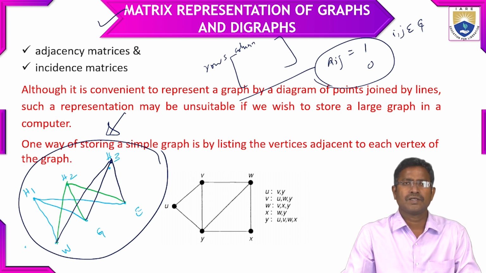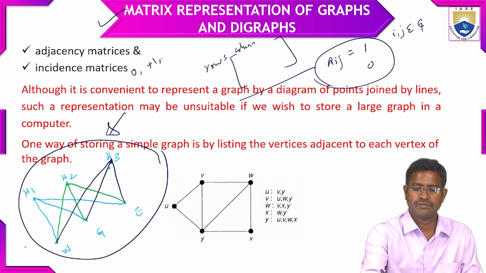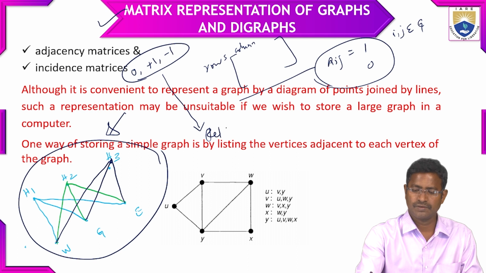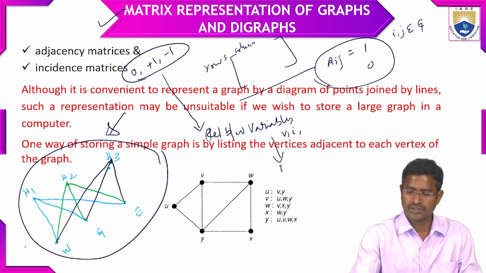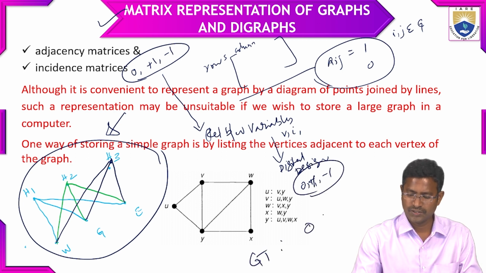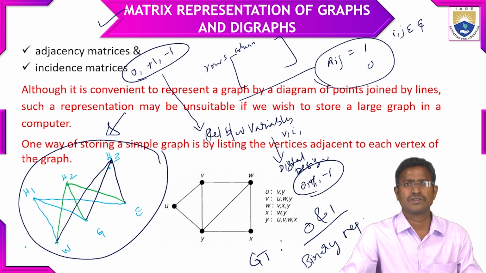The only thing is, in electrical engineering, in electrical network graphs, they use three values, that is 0, plus 1, minus 1, to represent the relation between variables. Here variables means voltage, current. Similarly in electronics, in digital design circuits also, there are zeros, ones, plus 1, minus 1. But in graph theory, we use only 0 and 1. This is called binary representation. We also have hexadecimal, octal, and decimal representation. Decimal means 0, 1, 2, and so on, up to 9.